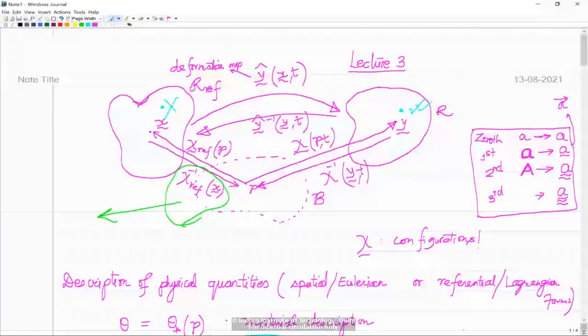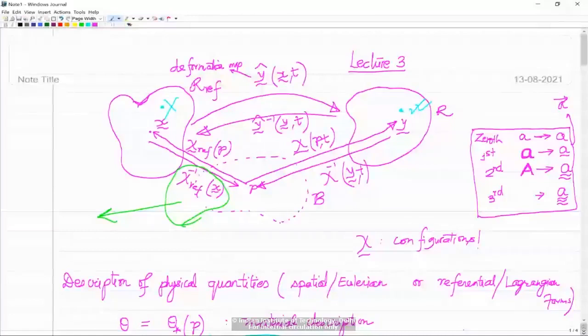Sir, can we say that the body is the region occupied at t equal to 0? Because after we heat, the particles will shuffle up. No, it is not. Wait, please listen to me. The body is not the region occupied at t equal to 0.